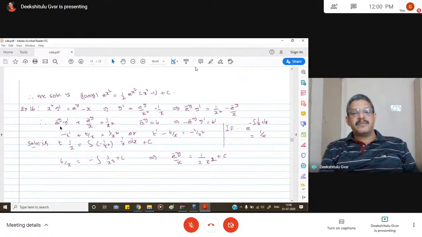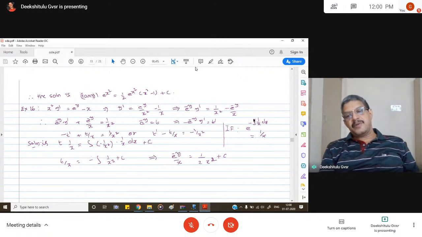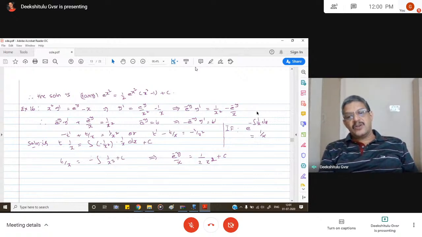So this equation now becomes minus t dash plus t by x is equal to 1 by x square, or t dash minus t by x is equal to minus 1 by x square, in which p of x is minus 1 by x. So the integrating factor is e power minus integral 1 by x dx, that is e power minus log x, or e power log 1 by x, that comes out to be 1 by x. So the solution is t into the integrating factor equals integral of q into the integrating factor 1 by x. This is how we get the solution.